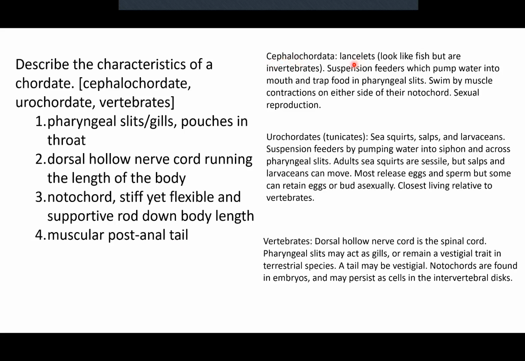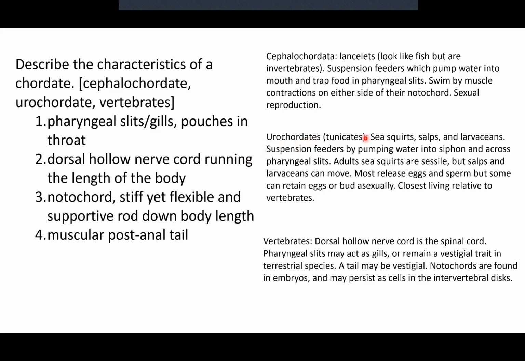Cephalochordates are the lancelets, which look like fish, but are invertebrates, so they're not technically fish. These are suspension feeders that pump water into their mouths and trap food in, again, the pharyngeal slits. When we talk about pharyngeal slits slash gills, there can be a lot of differentiation there. Lancelets swim using muscle contractions on either side of their notochord, and they reproduce sexually.